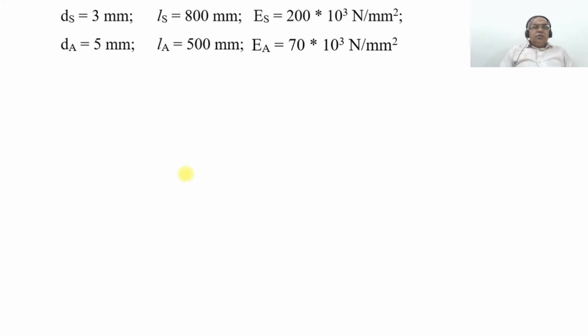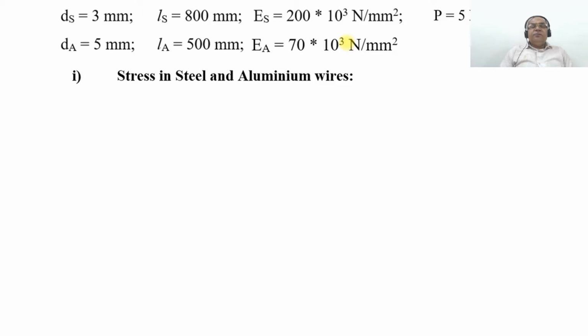Now, the data given here: the diameter of the steel bar is 3 mm and the aluminum bar is 5 mm, the length of the steel bar is 800 mm and the aluminum bar is 500 mm. Young's modulus of steel is 200 into 10 to the power of 3 Newton per mm square, and Young's modulus of aluminum, which is 70 GPa, is 70 into 10 to the power of 3 Newton per mm square, and P is equal to 5 kilonewton, which is 5000 Newton. We need to find the stress in the steel and aluminum wires.